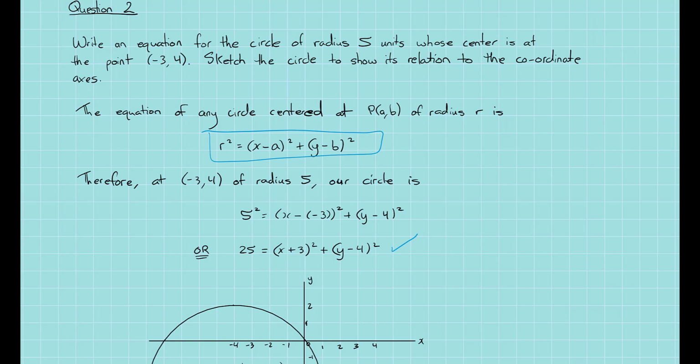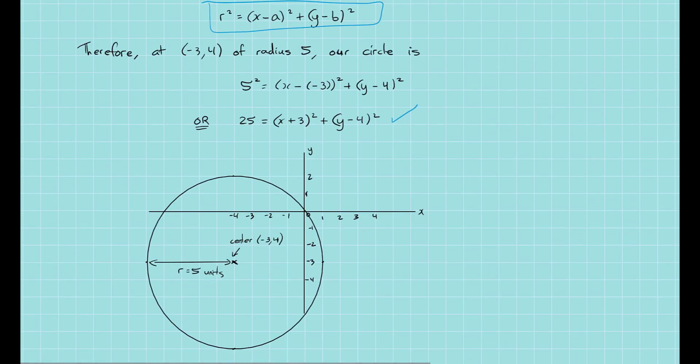And to sketch this circle on coordinate axes is really straightforward. We just draw the axes, plot the center at the point (-3, 4), and make sure that we draw the circle in such a way that the line that represents the circle is always 5 units away from the center. And this is what it will look like in relation to the coordinate axes being plotted.